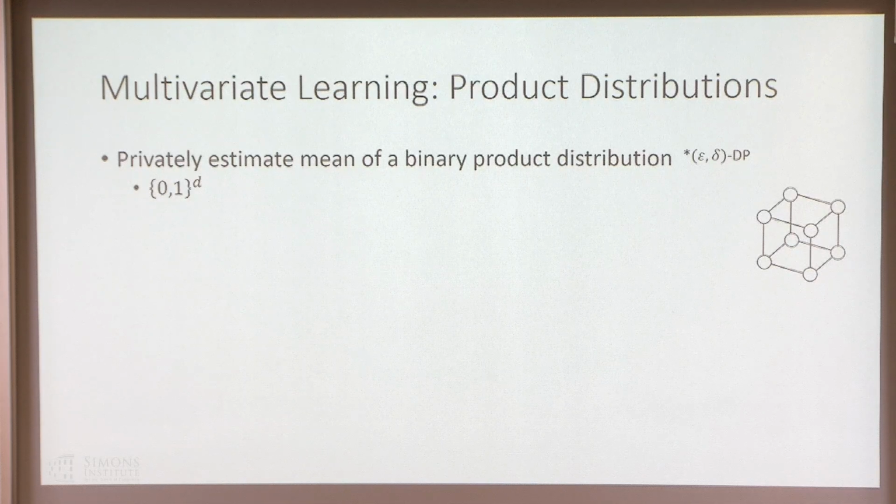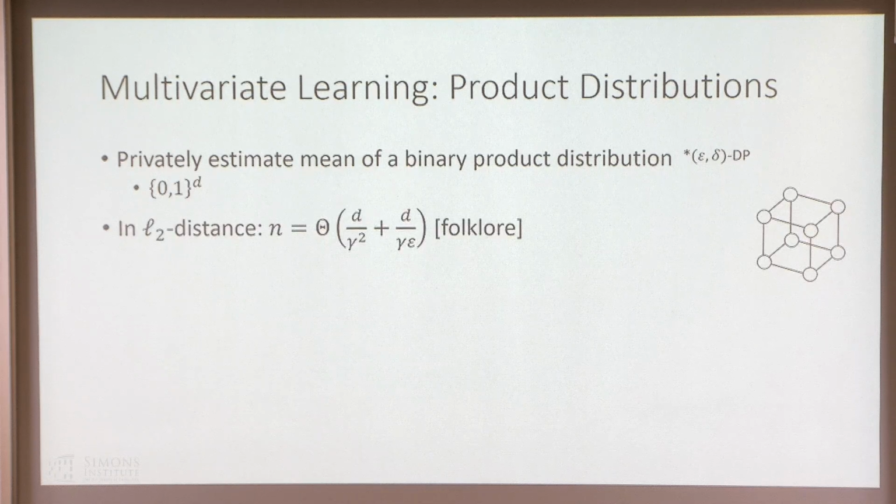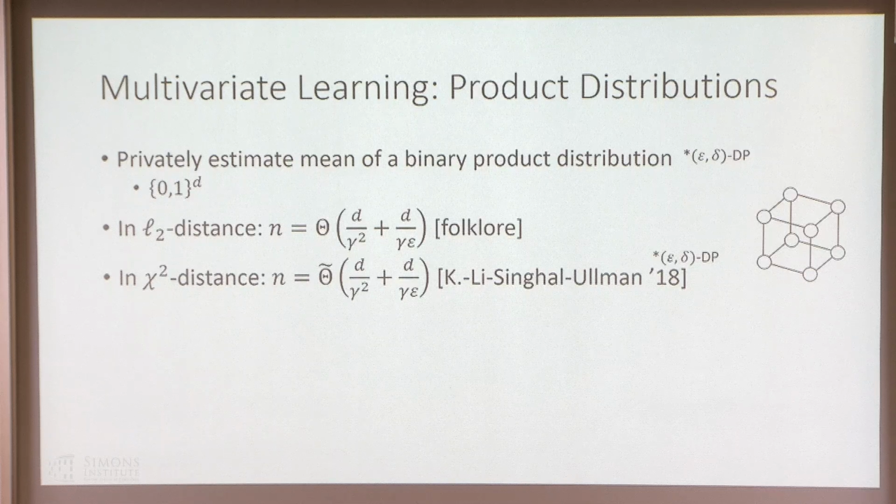And in this case, I'll actually demonstrate how the choice of the distance in which you want to estimate the mean can change the sample complexity a lot. So first off, if you just want to estimate an L2 distance, this turns out to be just the univariate algorithm, Laplace each thing independently. You get this result here, which essentially says that privacy comes at minimal cost.